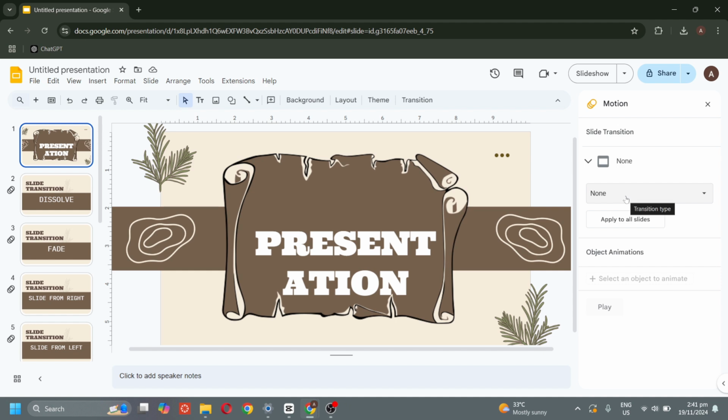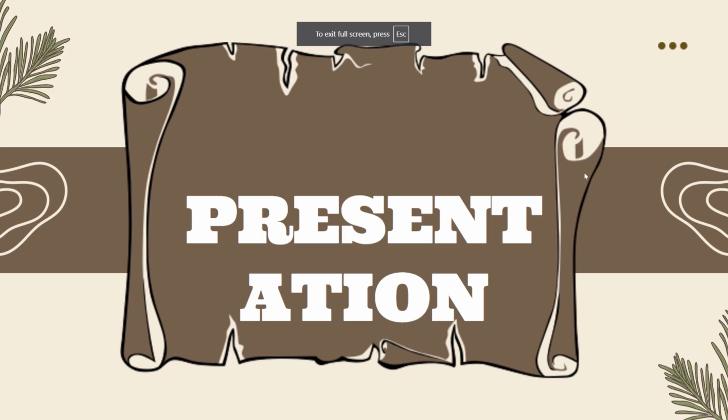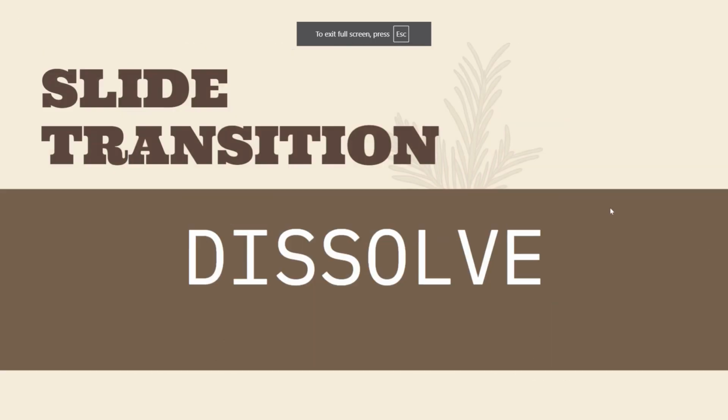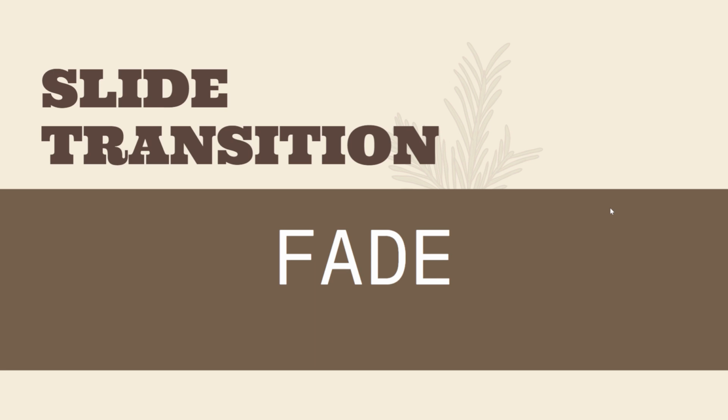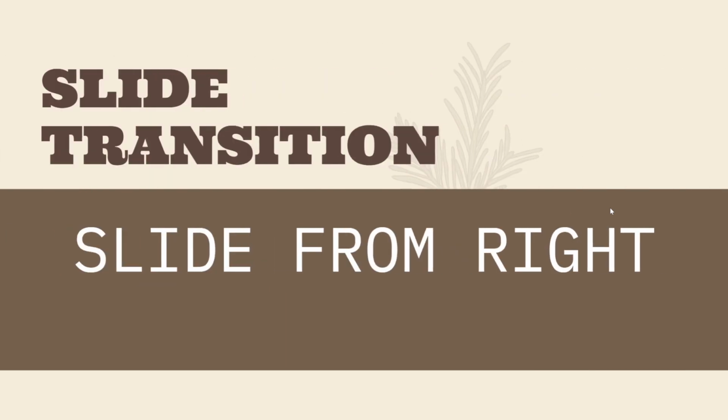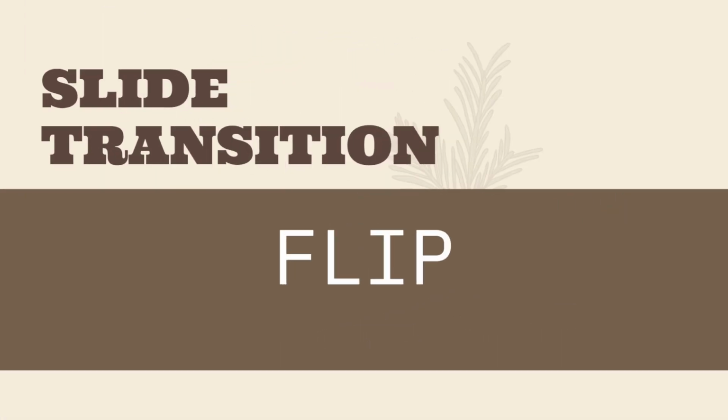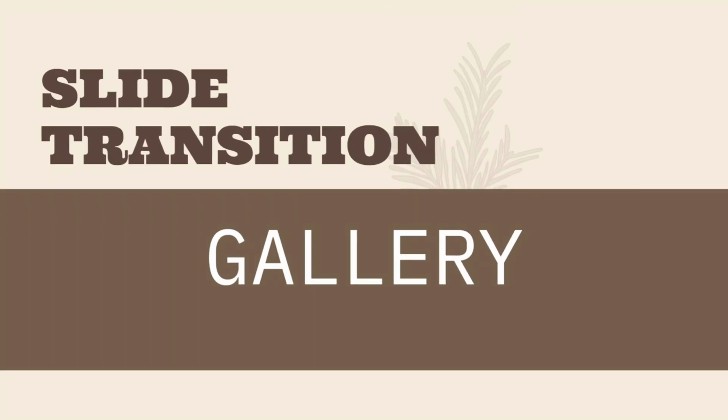So how do you usually use this? First is to select a slide that you want to add transition to, and then select the type of transition that you want on that slide. Now you have the option here to apply this to all the slides. So here is the sample. We have dissolve, fade, slide from right, slide from left, and we have the flip, cube, and then the gallery.